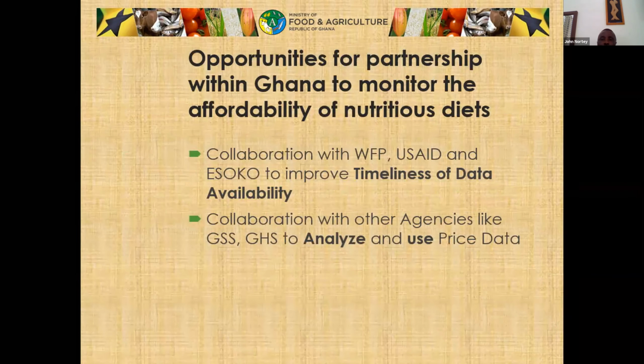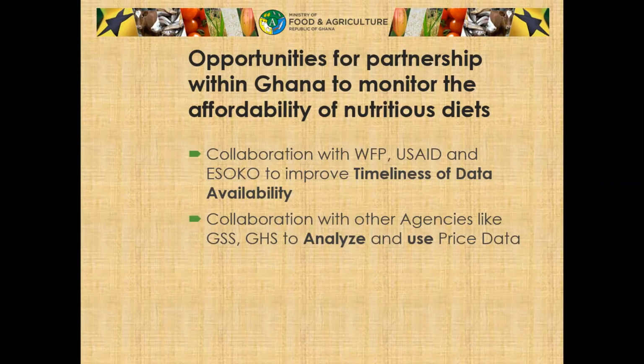Now, opportunities for partnership within Ghana to monitor the affordability of nutritious diets. Like I said earlier, ESOCO is a private company which also collects timely prices, and they publish them. World Food Programme is also in partnership with us when it comes to prices. In their MVAC projects, which they are implementing, they also rely on the prices that we collect to determine the prices to be offered to their agents. USAID also partners with us in our data collection. Collaboration with other agencies like GSS, as I've said, and Ghana Health Service, to analyze.